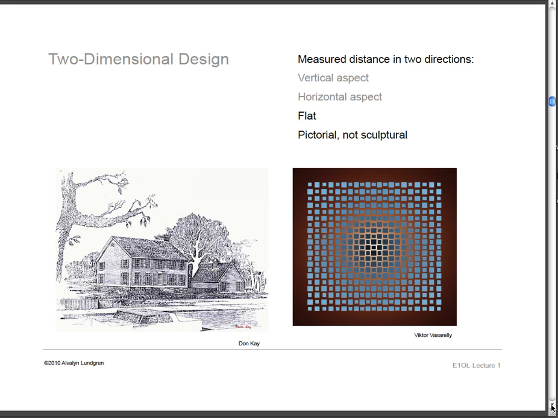Elements 1 deals with the area of two-dimensional design, and so we are dealing with flat surfaces and images and things like that. We're dealing with patterns, and the forms and the colors and the textures are all put together in a two-dimensional understanding. Two-dimensional design pertains to, as I said, things that have two dimensions. Measure distance in two directions, height and width, a vertical aspect, a horizontal aspect. Basically, we're dealing with space, but it's flat. It's considered pictorial and not sculptural.